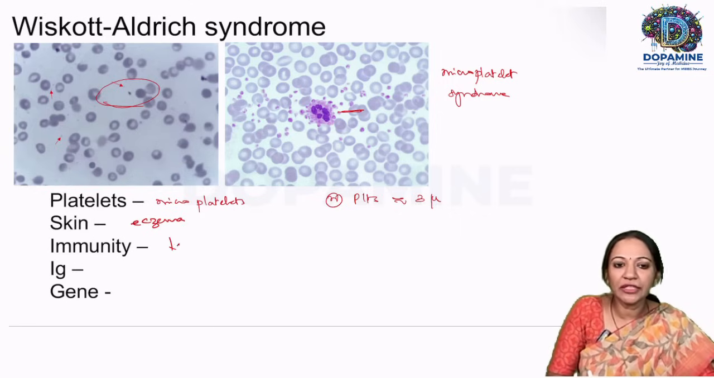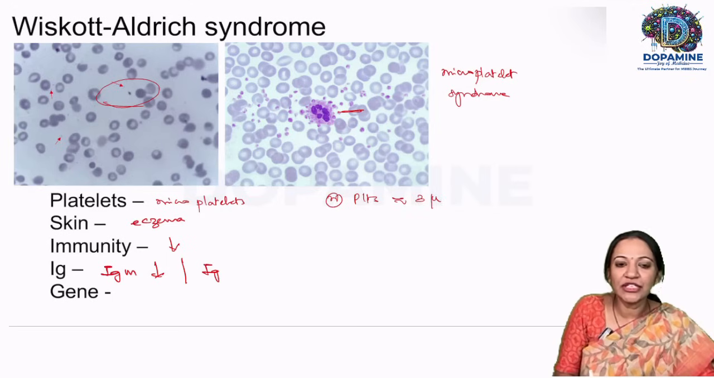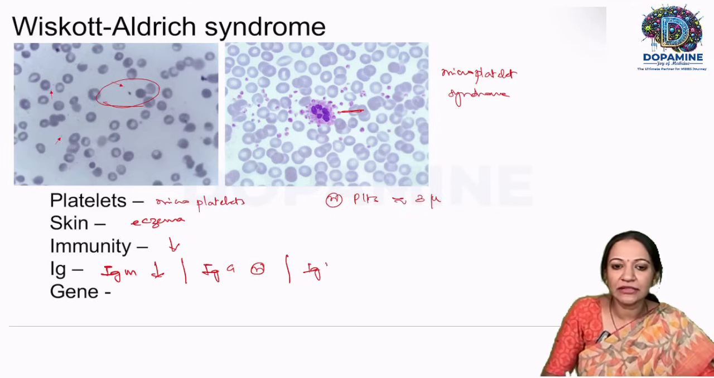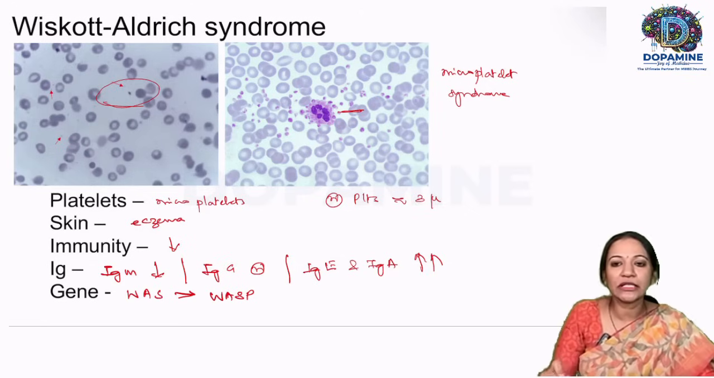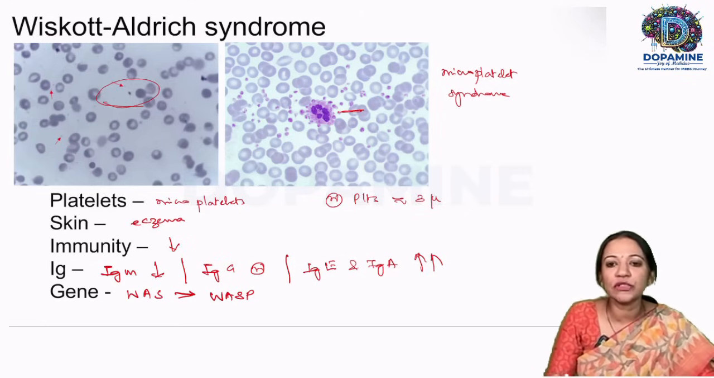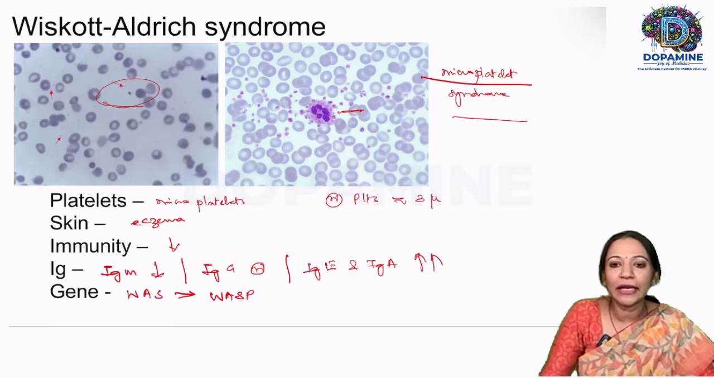So immunity levels will be low. To be specific, IgM level will be low, IgG levels will be normal, and paradoxically, IgA and IgE levels will be high. What is the gene that is mutant here? That is the WAS gene, which encodes the WAS protein. So that is about Wiskott-Aldrich syndrome, also known as microplatelet syndrome.